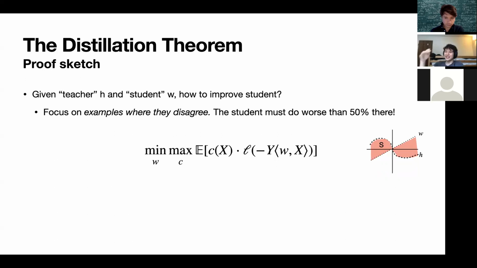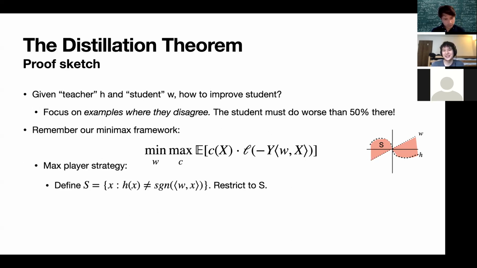And because the teacher is better than the student, the teacher's accuracy is much higher than the student's accuracy on the sets where they disagree. In particular, the student actually does worse than 50%, because if they did better than 50%, they would be better than the teacher. So we can find this set where the student is doing extremely badly, which I guess we'll call S. I have an illustration over there. So we have a nonlinear classifier, and we have the proper half space W, and S is the region where they disagree. And so the first step is we just restrict to S.